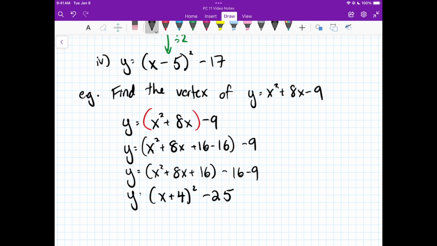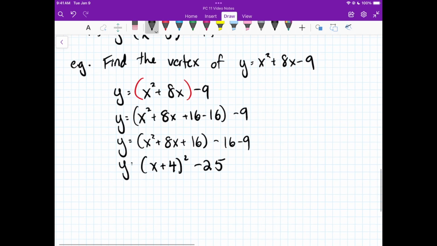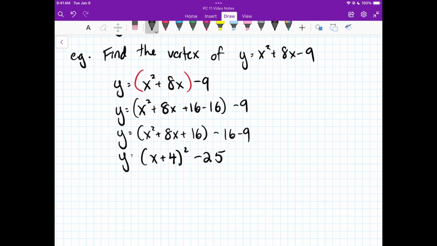Now, you may or may not have noticed that the question had a little bit of an extra layer to it. So it wasn't just convert to vertex form, it actually asked us to find the vertex. So now that we're in vertex form, we just have to look at our function, and remember the vertex is at (p, q). So for us, that means our vertex is at negative 4, negative 25. So you always got to think, what's the question actually asking me for?